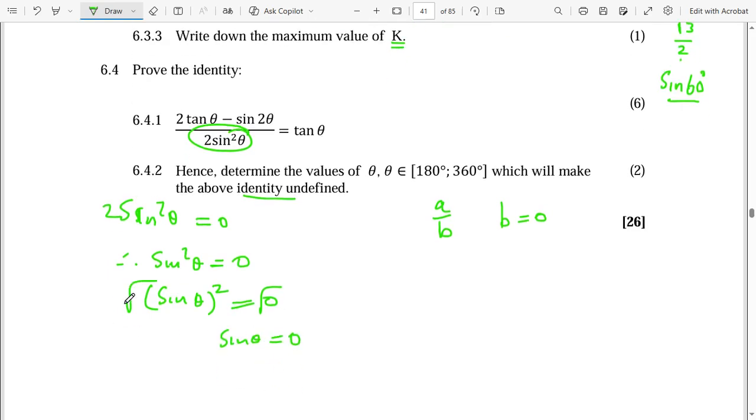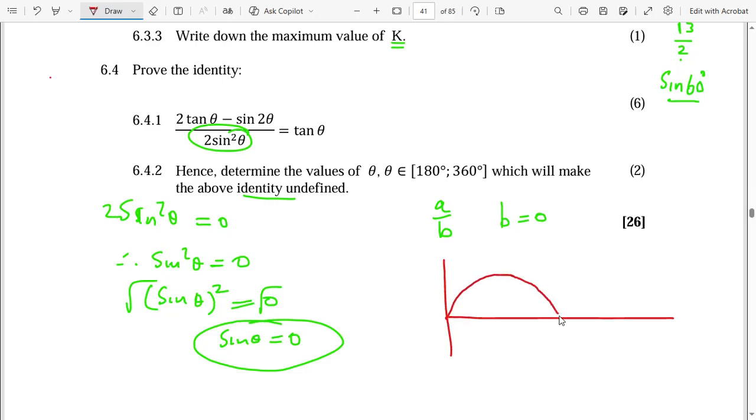And the question is asking, hence determine the values of theta where theta is an element of 180 and 360, that will make the above identity undefined. When you get here, guys, you don't have to do the sine inverse. You just have to know how the sine graph looks like. So the sine graph looks like this. It starts at 0, it approaches 90, then 180, 360. So look at this. This is 0, this is 90, and then this is 180, this is 270, this is 360.